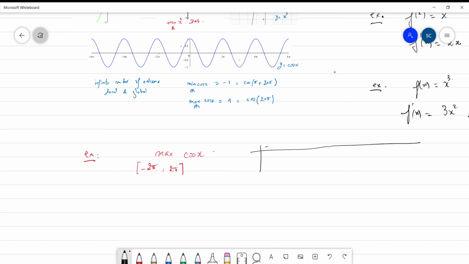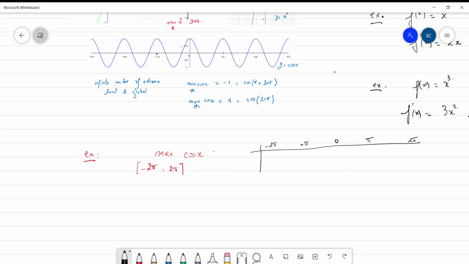So the endpoints are minus 2 pi and 2 pi. They are not interior because I don't have points on the other side, so they are endpoints. Then you will have 0 as a critical point, because the tangent is horizontal here, here, and here. That's all. So I have 3 points: minus pi, 0, and pi.